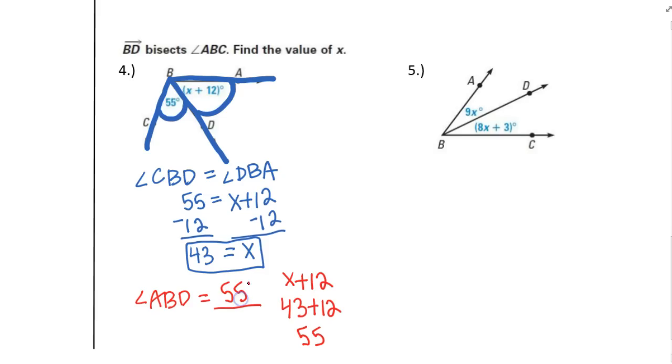Now let's think about this for a moment. We just did an awful lot of work, and I don't think that we needed to do any of it. If this is being bisected, and this angle is 55, doesn't that mean that this angle also has to be 55? So you could have just looked at the picture and told me this is 55, or you could substitute in for x and tell me that it's 55 also.